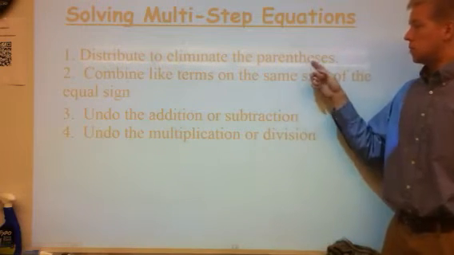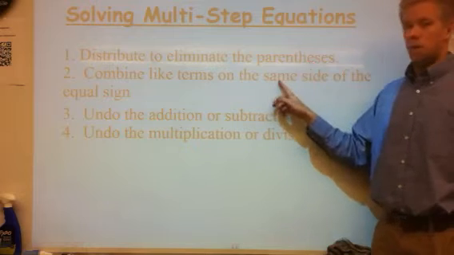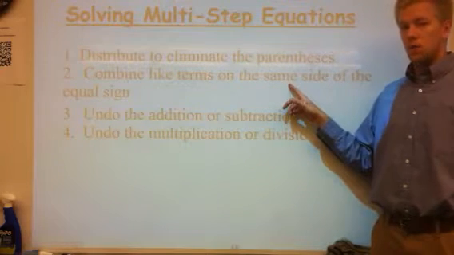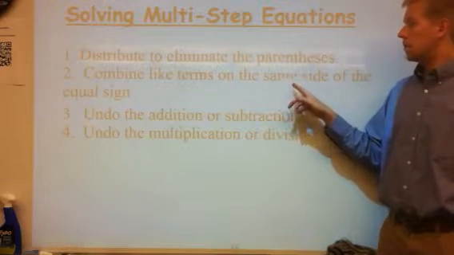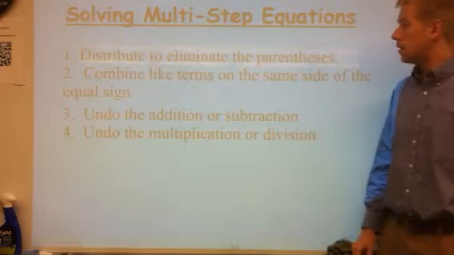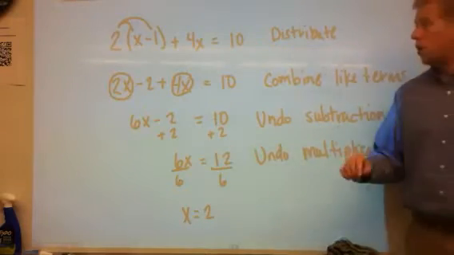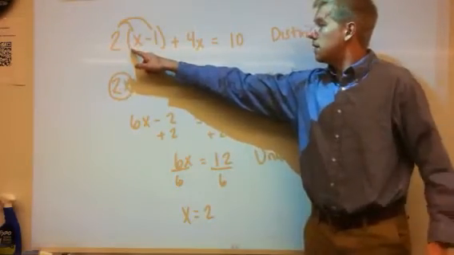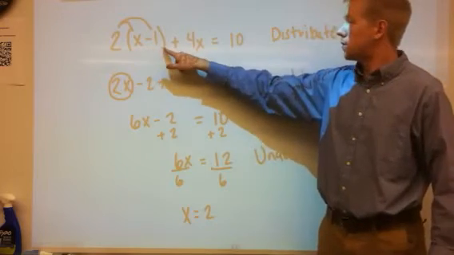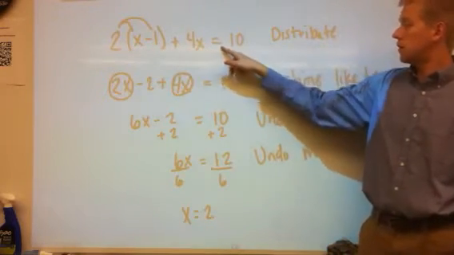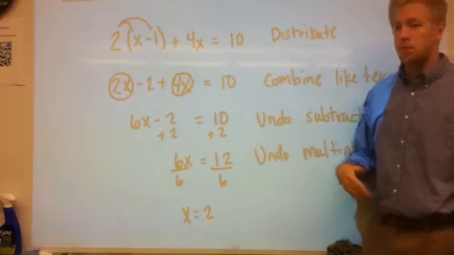We've only added to remove the parentheses, and we're going to combine like terms on the same side of the equal sign to get our coefficients together. Okay? So I'm going to do some of these examples. Example number 1, we have 2(x - 1) + 4x = 10. Okay, that's your example to start with.